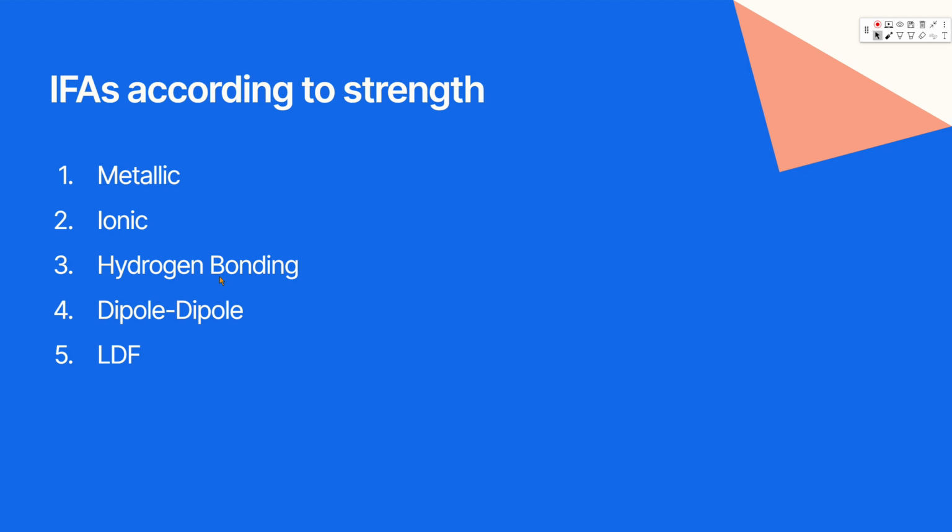Now these are the IFAs listed according to strength, metallic being the strongest, LDF being the weakest, and it's important to know that as IFA strength increases, so does melting and boiling point.